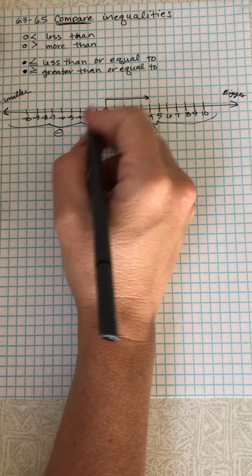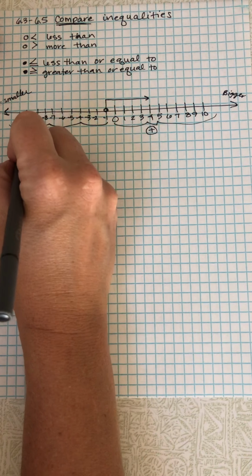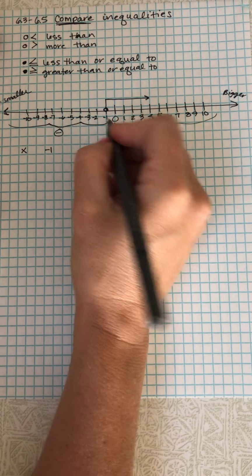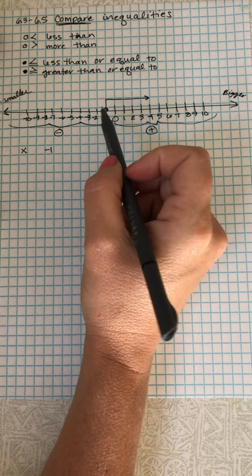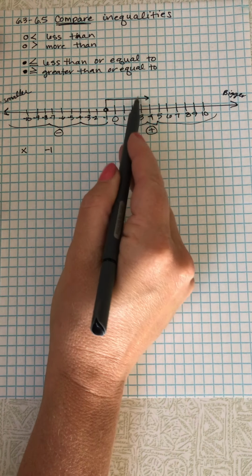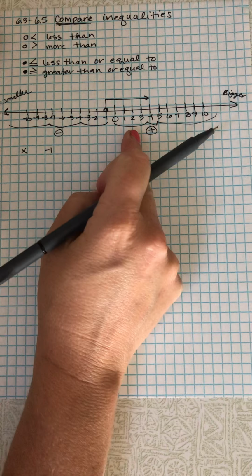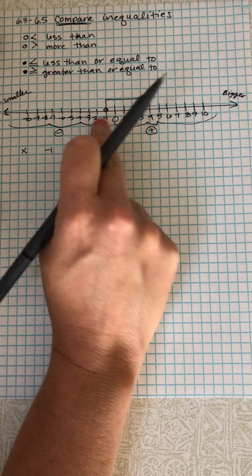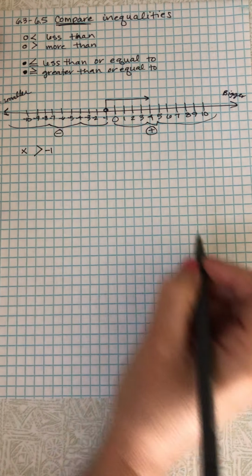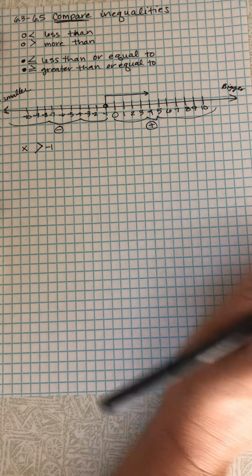So if we have an open circle and a line pointing to the right, we can say that x is what to -1? Is it greater than or is it less than? Let's look at the direction of numbers that it's pointing at. It's pointing towards the 1, the 2, the 3, the 4, towards all positives. So if x is any one of these, then that means that x is bigger than -1. It is not equal to because it's not filled in, okay?